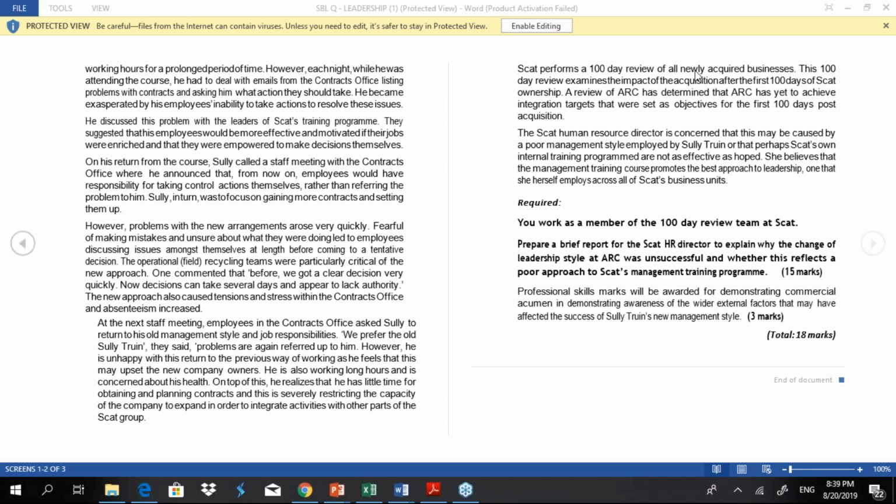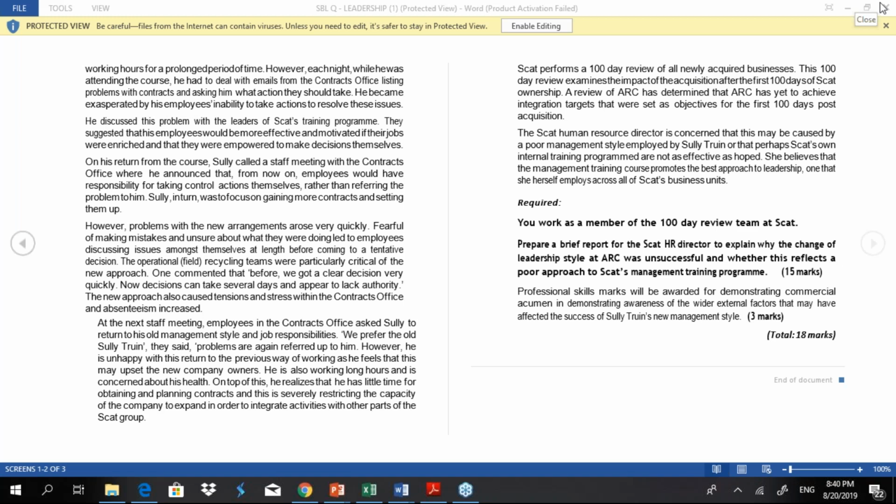And then the second part of your answer can be the impact of SCAT's training program. So structure to answer is very important in SBL because a lot of professional work is expected. So planning is also important as to how you plan and then implement in your answer. Right now, what is commercial acumen?